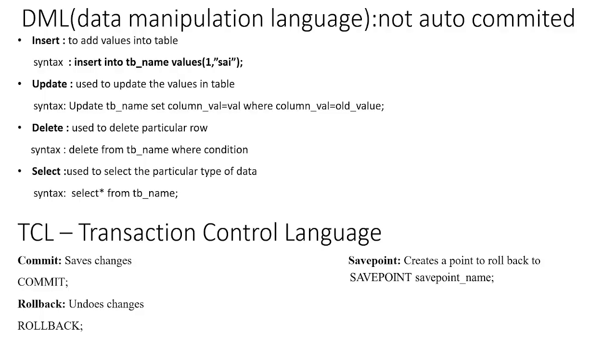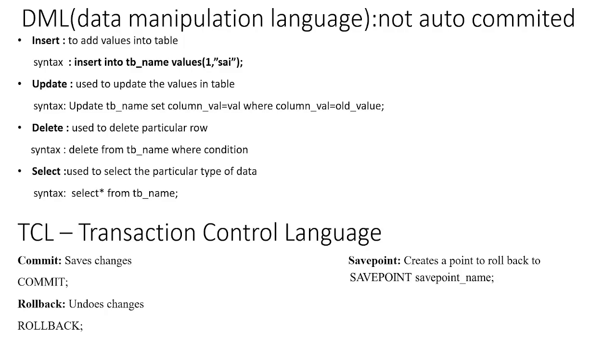Next we go to DML. DML is not auto-committed, and here we manipulate data after adding the table. If you want to insert data, we can use the insert query. For updating data, we have update, with the table name that we need to update, based on a particular column.